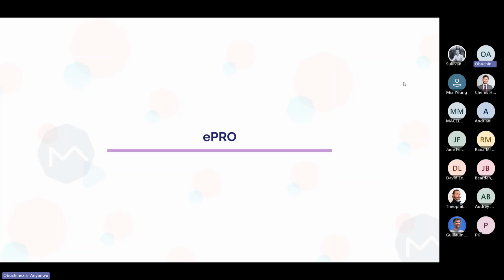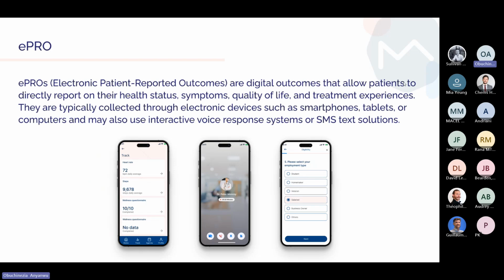Now we have ePRO. With electronic patient reported outcomes, we're looking at digital outcomes that allow patients to report on their health status, symptoms, quality of life, and treatment experiences. These outcomes are quite patient-centric, speak to the patient experience and things important to them. And they're collected through hardware such as smartphones, tablets, computers, and in some instances can also make use of interactive voice response systems or SMS text.